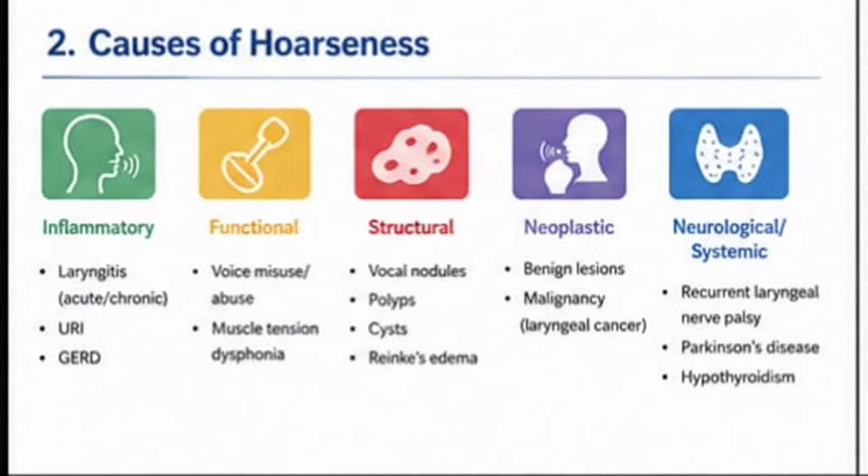Neoplastic causes include benign tumors and malignant lesions like laryngeal carcinoma. Neurological causes include recurrent laryngeal nerve palsy, Parkinson's disease, stroke, and other neuromuscular disorders. A useful approach is to classify causes as inflammatory, functional, structural, neoplastic, and neurological.